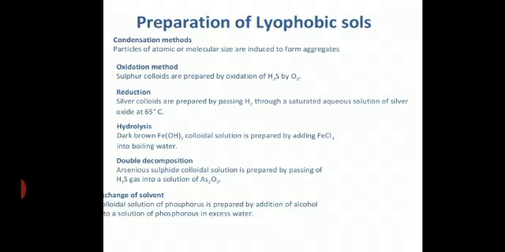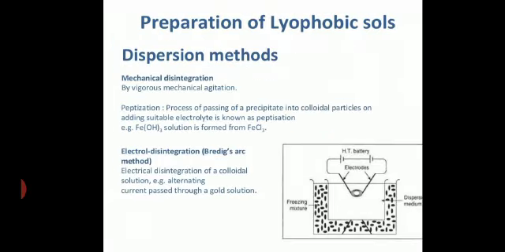Some other methods are also there; we will come to them. You can also prepare it by the dispersion method, that is the mechanical dispersion method. In mechanical dispersion, we vigorously agitate it. We have a colloidal mill or ultrasonic disintegrator, where two steel discs are there with a little gap left in between, and we vigorously agitate it.